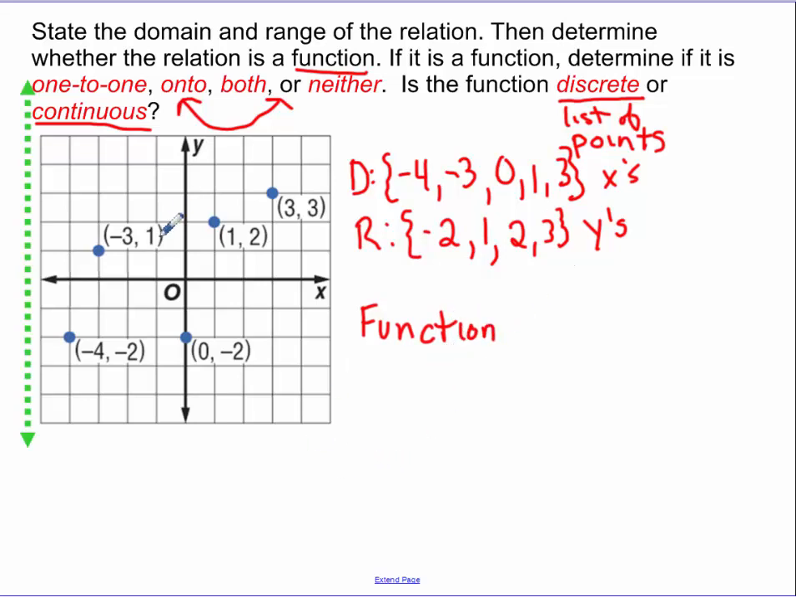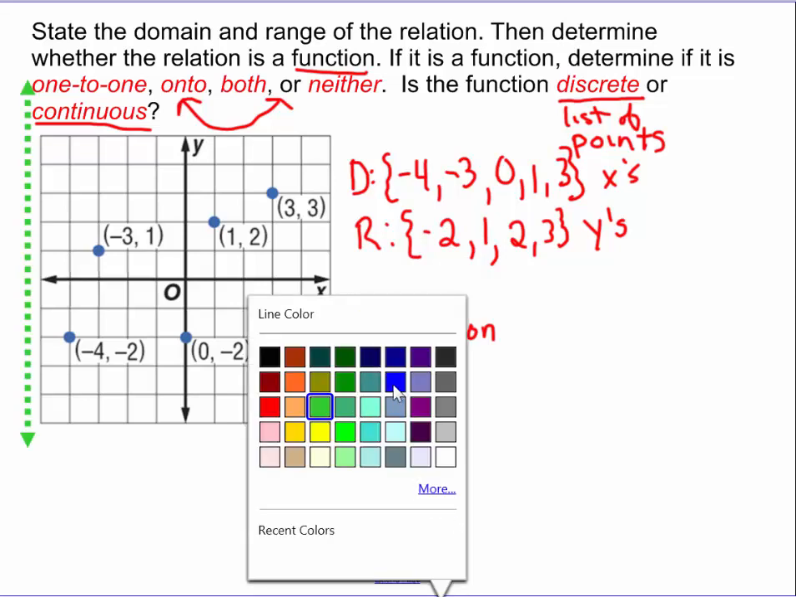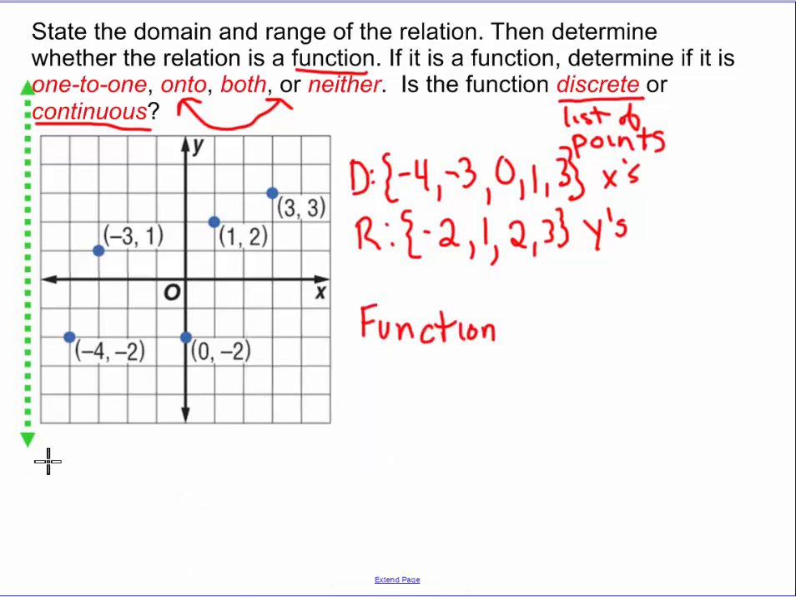Okay, now determine if it is 1-to-1, onto, both, or neither. Remember our test for 1-to-1 is if we have a horizontal line. And I was trying to get us a horizontal line so that we could tell the difference. So I have a horizontal line. As I drag that up, look right there. I hit at 2 points. We have this point there and this point there. Or my y's repeat. So it's not 1-to-1.